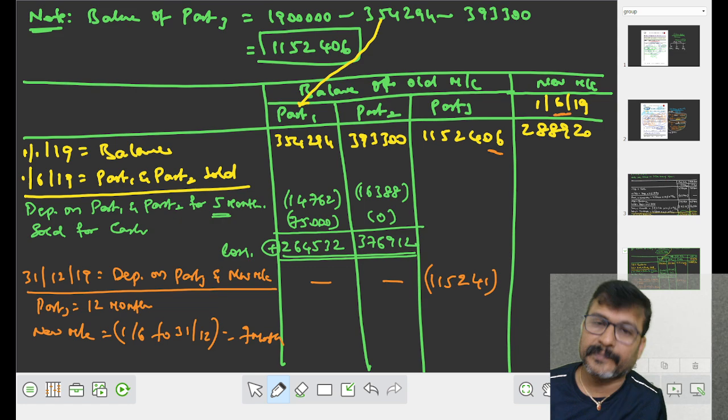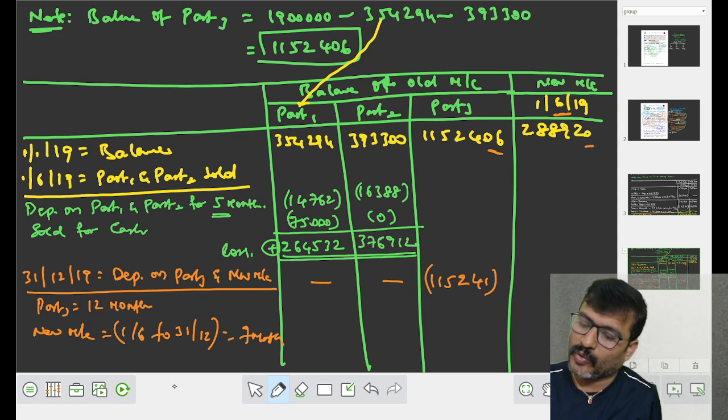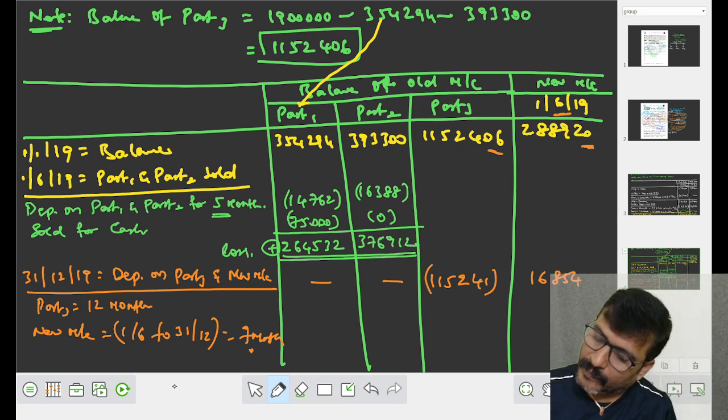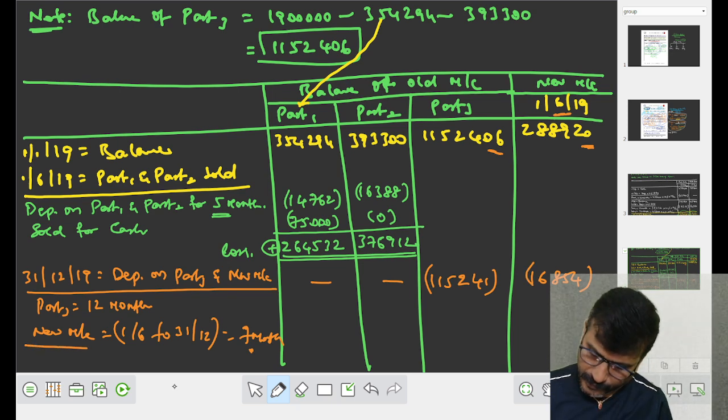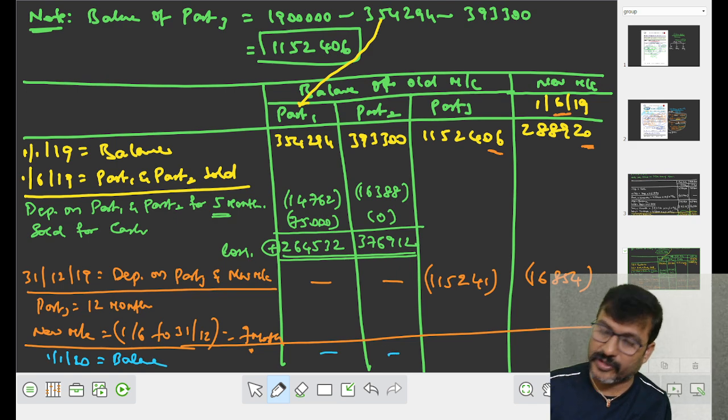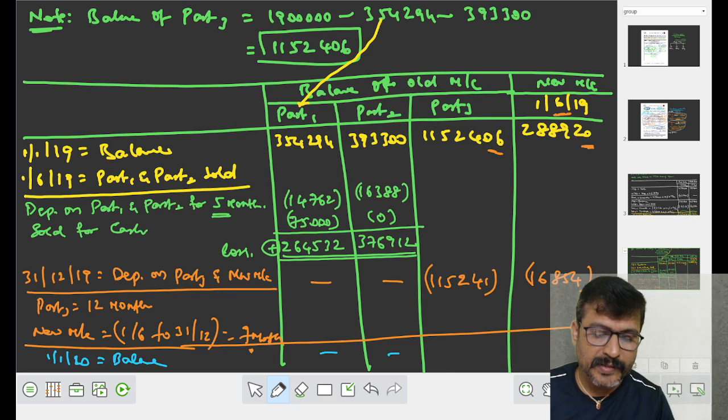1,15,241 for this machine. 2,88,920 into 10% into 7 by 12. It comes to 16,854. Now you work out a balance. The balance on what date? The balance is on 1st January 20--. It comes to rupees 10 lakh.